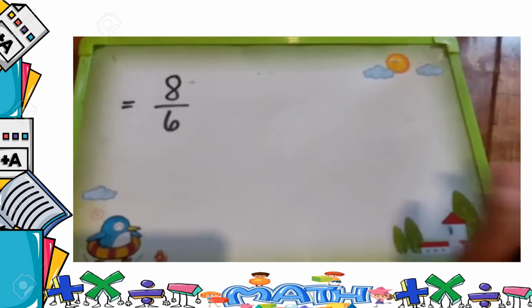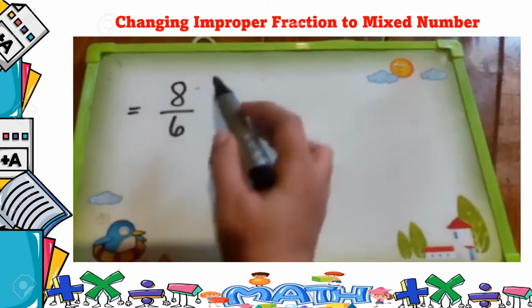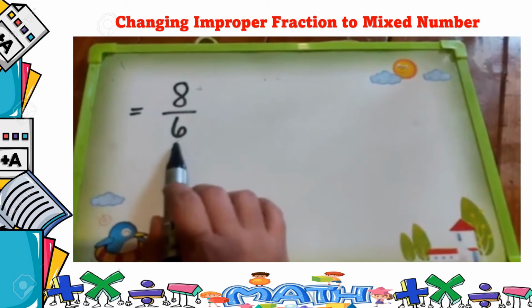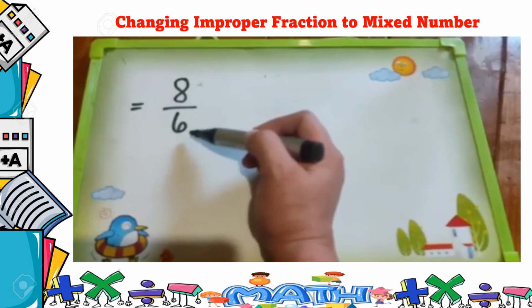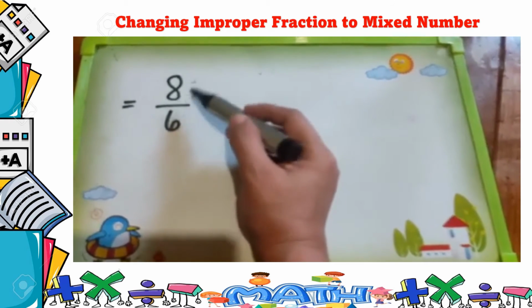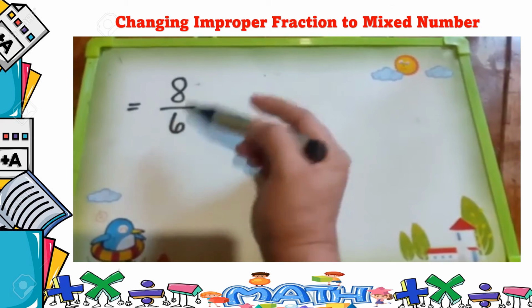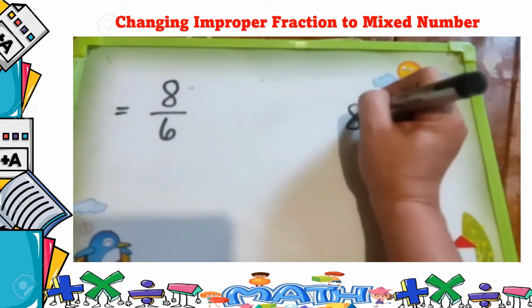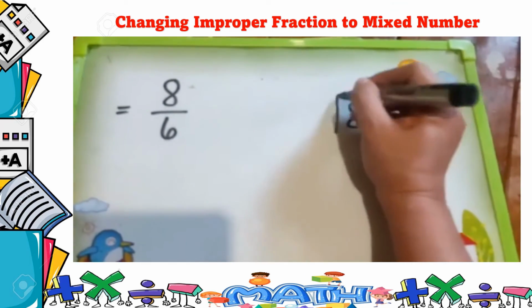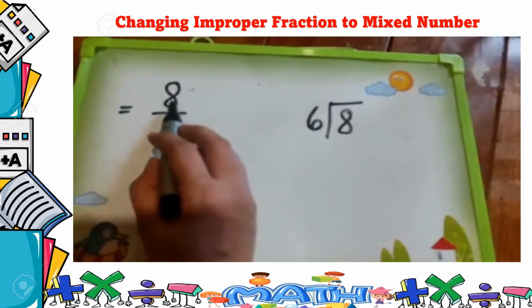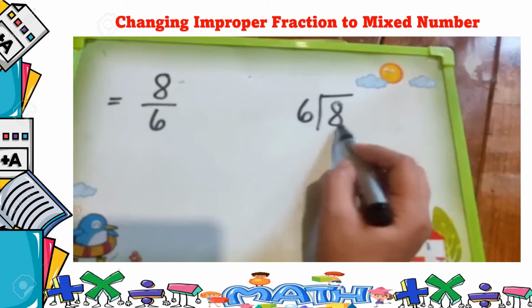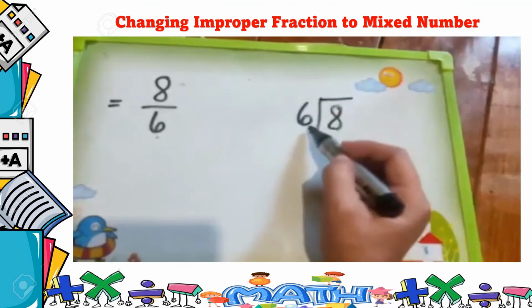Another here is, what if your answer is 8 over 6? So, it is an improper. Mas malaki ang numerator kaysa sa denominator. So, we will change it to mixed number. So, what will you do? You will just divide 8 divided by 6. So, 8 will become the dividend, and then 6 will become the divisor. So, again, numerator will become the dividend. Denominator will become the divisor.